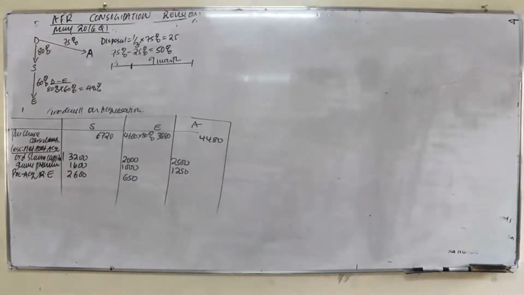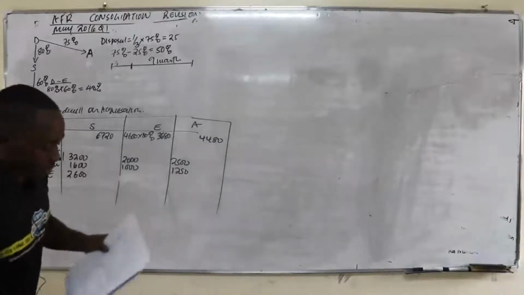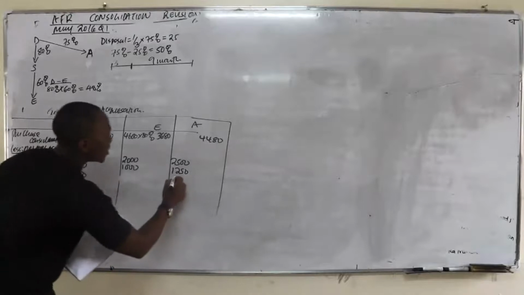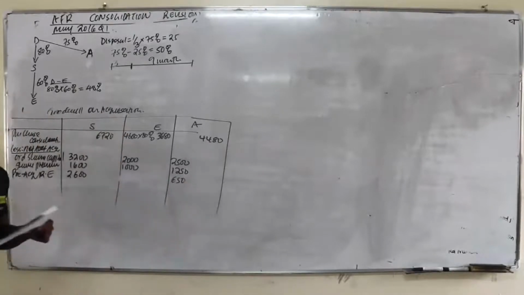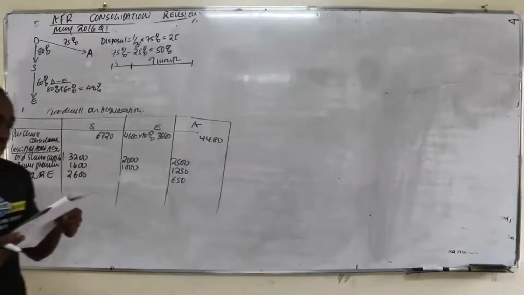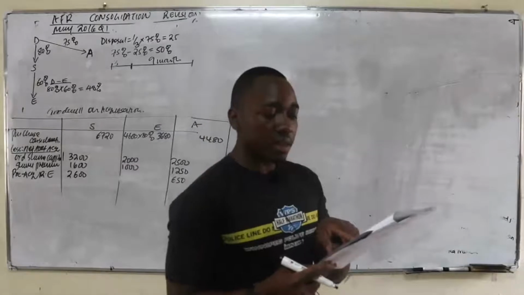There is 650. 650 is for A. Let's read number 1 again. D Limited acquired investment in S. Oh, it's S and A. Yeah, so it's 26. This one should be 650.